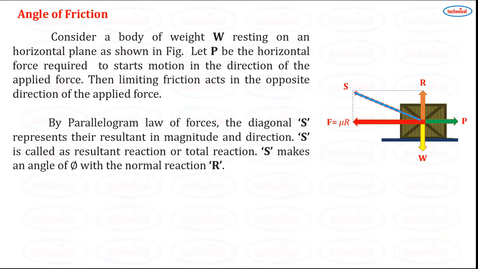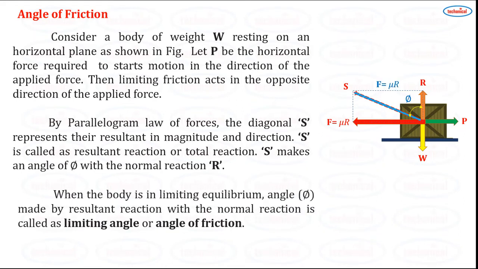S makes an angle of phi with the normal reaction R. When the body is in equilibrium, angle phi made by resultant reaction with the normal reaction is called as limiting angle or angle of friction. From figure, tan phi equal to F upon R.